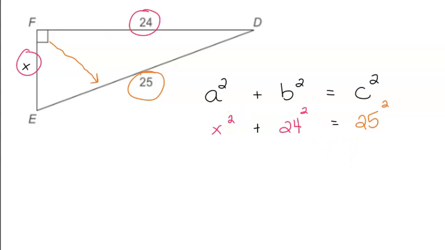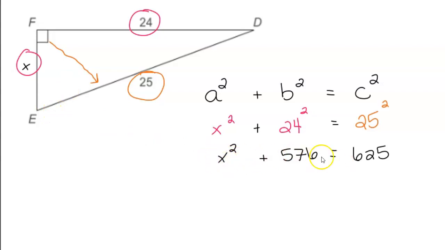Okay, so let's go ahead and calculate it. So I still don't know what x squared is. Let's just leave it. Plus 24 times itself. 24 times 24 is 576. 25 times 25 is 625. Now, we want to get x by itself. So it's been a while since you probably did a two-step equation.